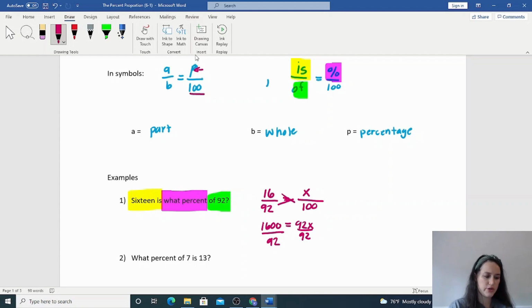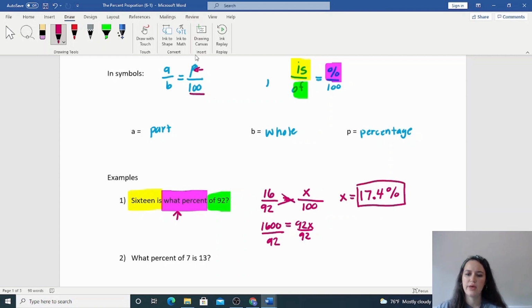So 1600 divided by 92 is going to get me x equals 17. I'm going to round to a tenth, 17.4. Now notice I was trying to find the percent, so that's going to be 17.4%. So there's my answer for that one.